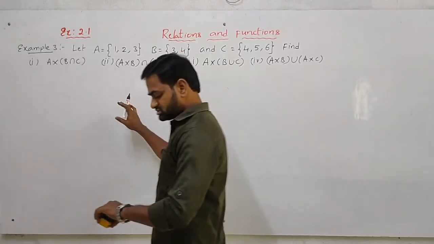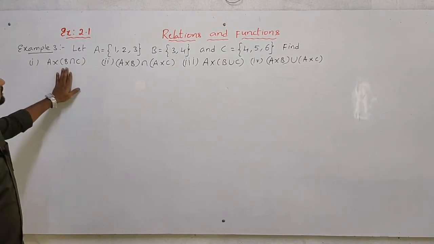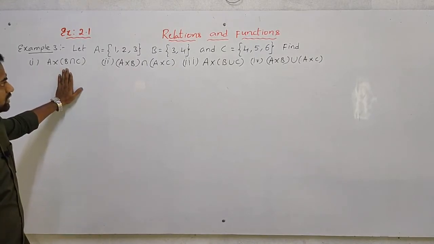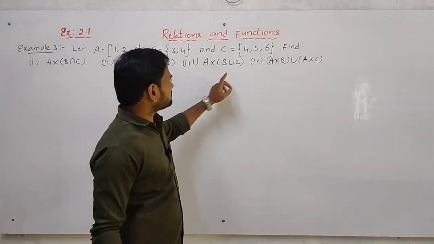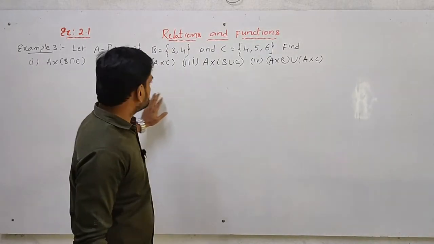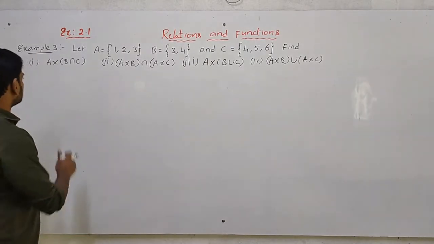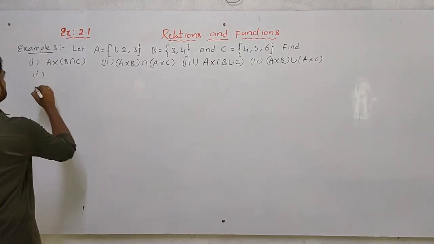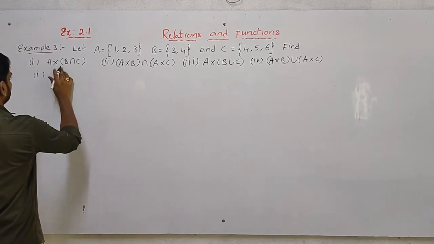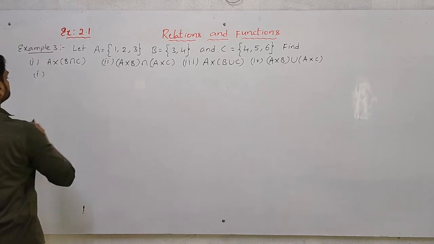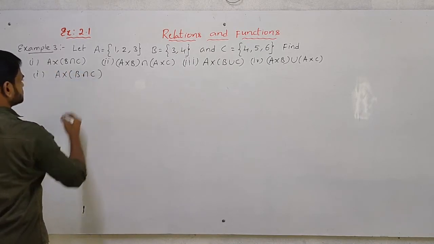See, the next problem is example 3. Let capital A equal to {1, 2, 3}, B is {3, 4} and C is {4, 5, 6}. Then find these 4. See, the first one is A cross (B intersection C). I am finding A cross (B intersection C).